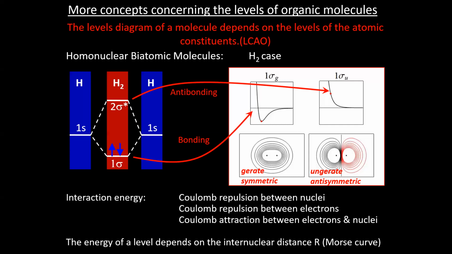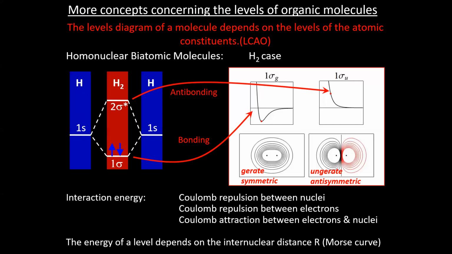So think that you have two hydrogen atoms that are very far from each other. Then you know that the electron in the hydrogen atom is in the 1s state. Since the two hydrogen atoms are very far from each other, you can think that they don't speak to each other. They don't know each other, okay? So they can stay both in the 1s state.